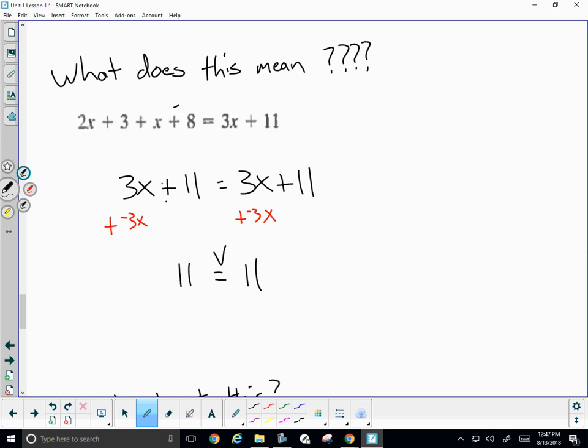If I plugged in a negative value, it would work. If I plugged in a decimal, it would work. Hopefully you remember this from back in the day. If we end up with a statement that is true without the reveal of a specific value for x, it turns out that x could be anything. That's any number.